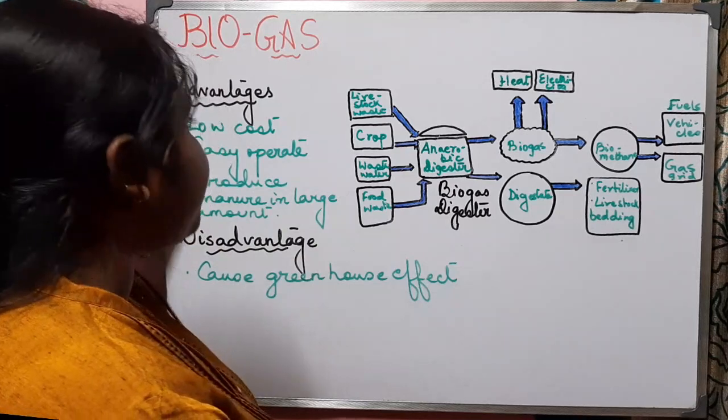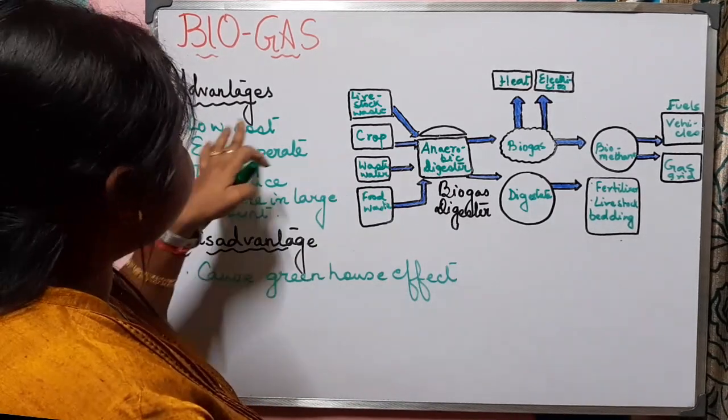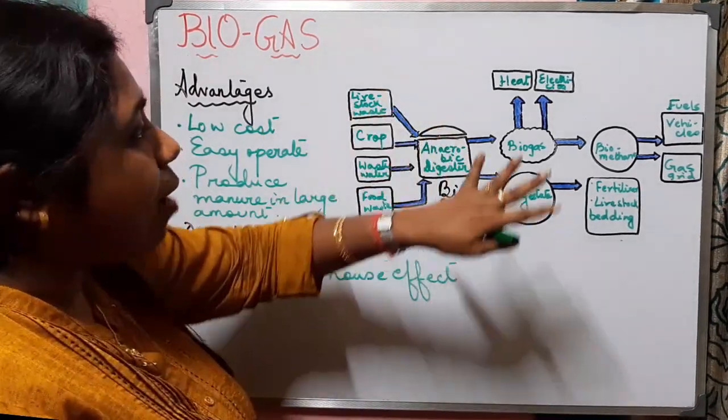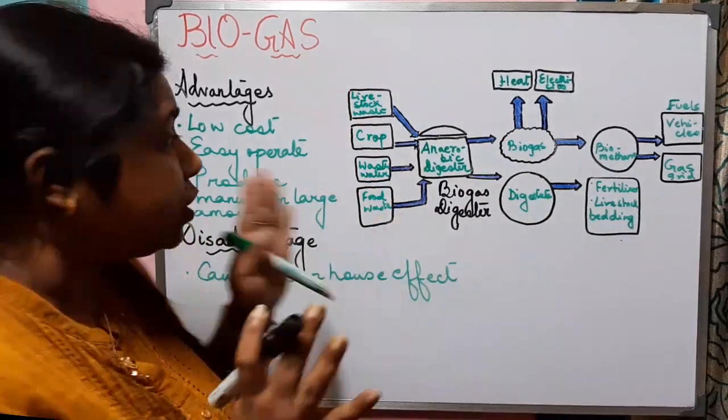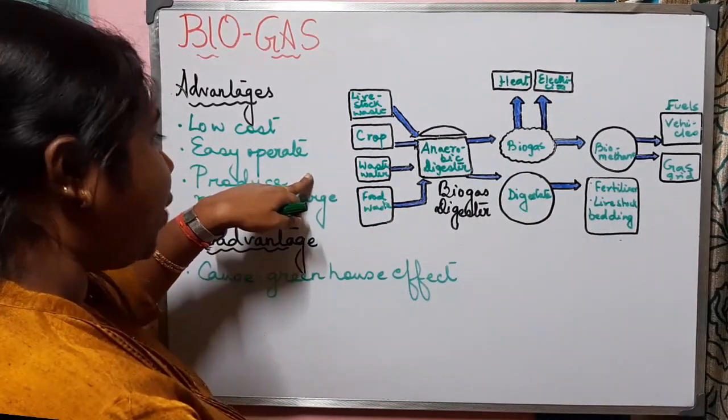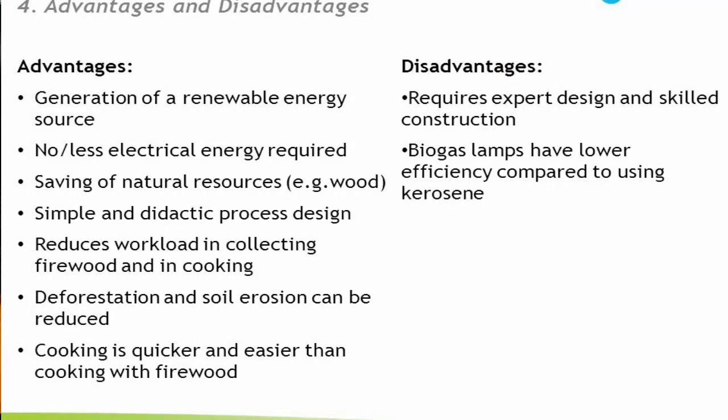Now the advantages of biogas are: number one, it is of low cost. That means setting up a biogas plant is not too costly, it is easy to operate, and it produces manure in large amounts which increases the fertility of the soil. Coming to the disadvantage, biogas has only one disadvantage, that is it causes the greenhouse effect as it produces carbon dioxide.